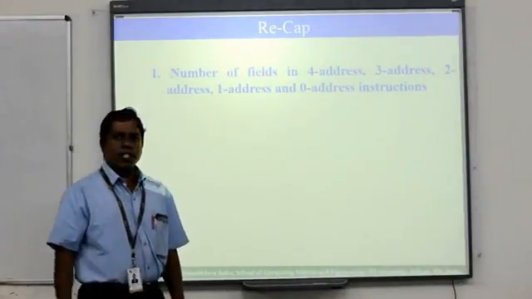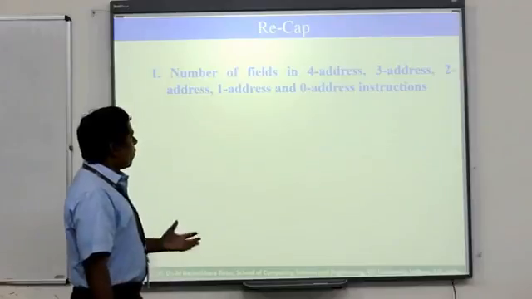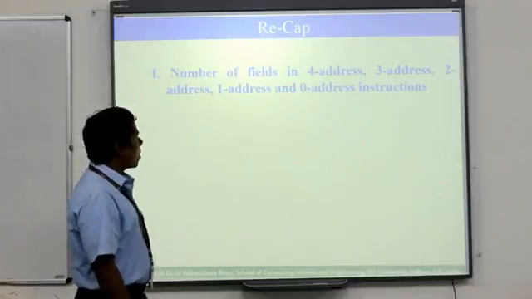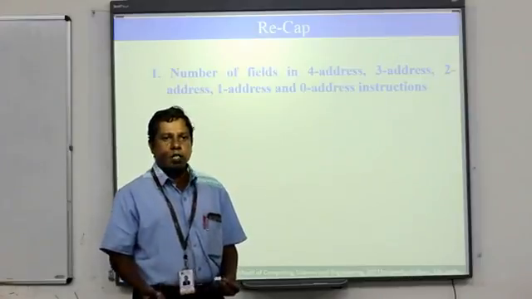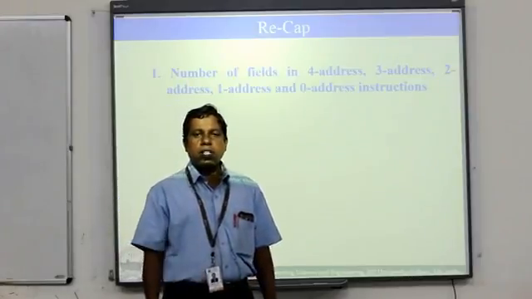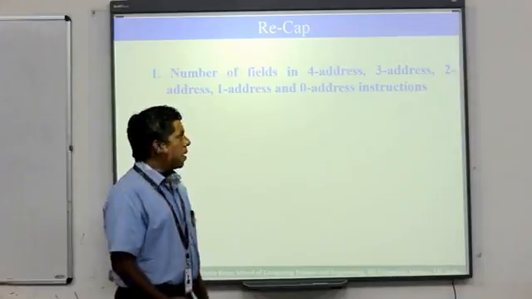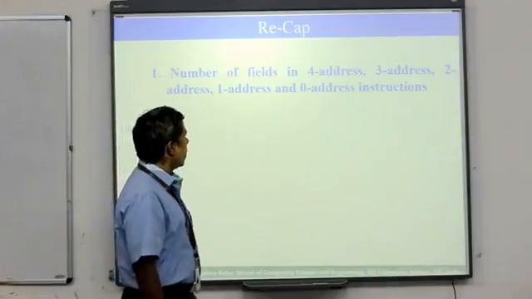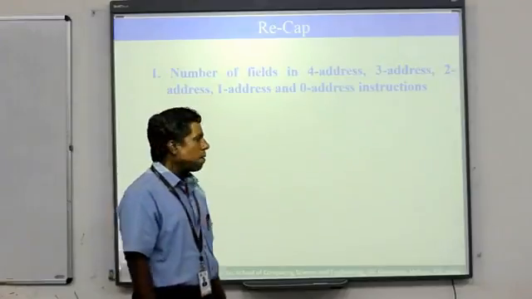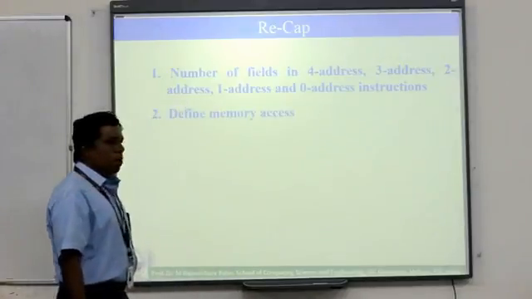So let us recap the prerequisites of this session. The number of fields in the 4 address, 3 address, 2 address, 1 address, 0 address instruction is the number of addresses plus opcode. So if it is 4 address, it is 5 fields; 3 addresses, 4 fields; 2 addresses, 3 fields; 1 address is 2 fields; and 0 address is 1 field.